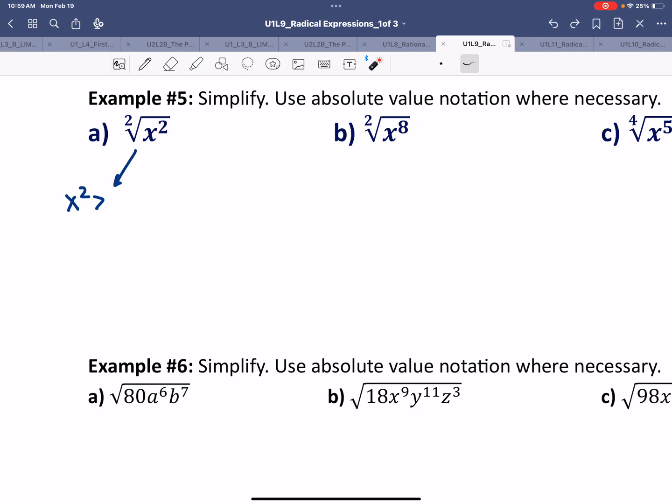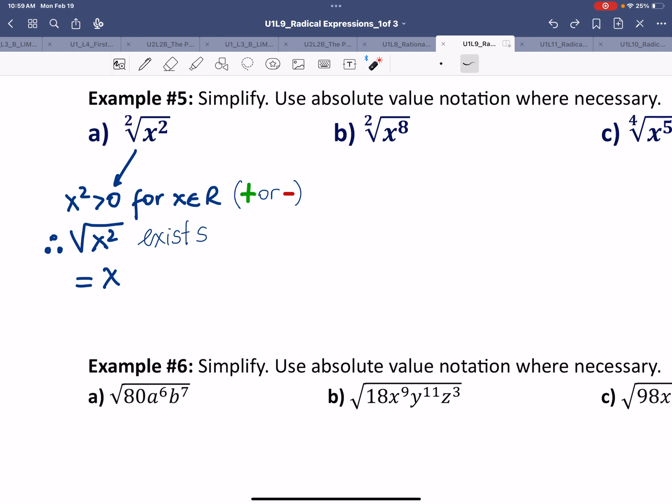So x squared itself will be positive for any real number x. Think about it: positive to the power 2 is positive, negative to the power of 2 is still positive, and 0 to the power of 2 is still equal to itself. Therefore, the square root of x squared would exist, because we're square rooting a positive number. So this will be positive all the time.